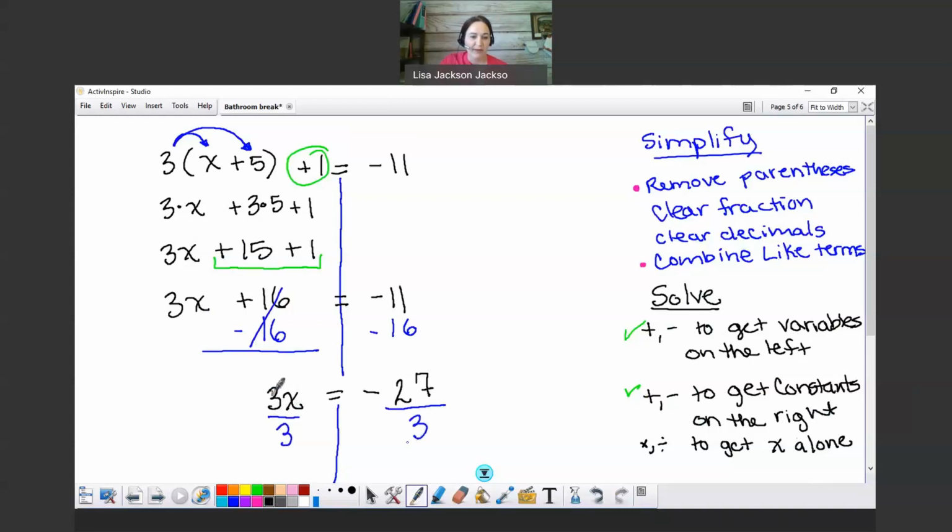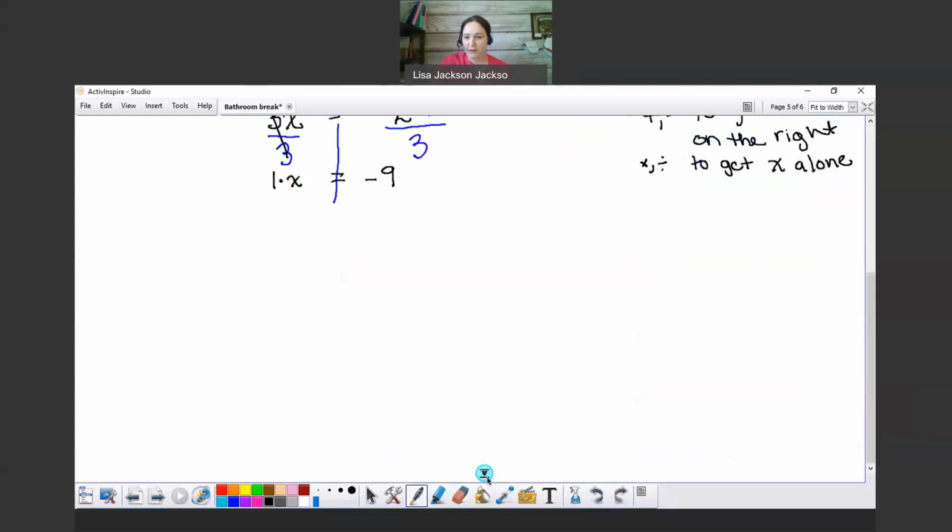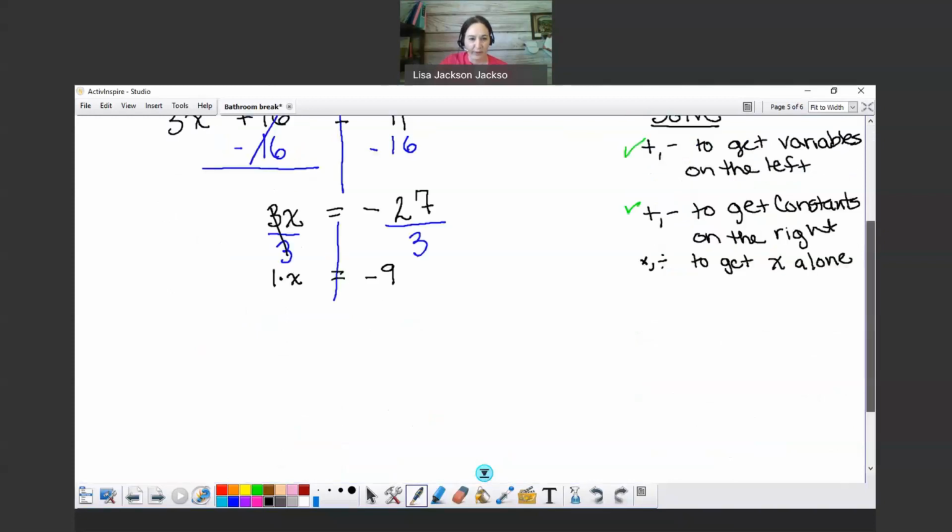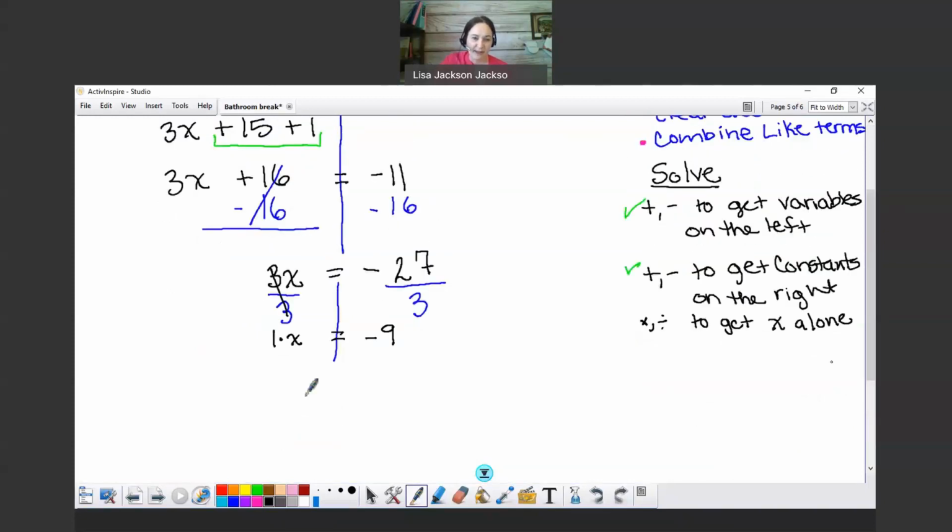3 divided by 3 is 1. So now I have 1 times x. Negative 27 divided by 3 is negative 9. See if I can give us some more room. 1 times x is x equals negative 9. So we're looking pretty good. This is the kind of answer you're used to, called conditional.